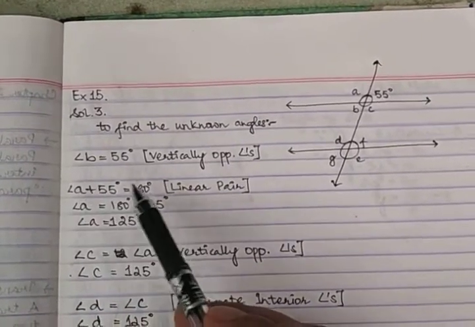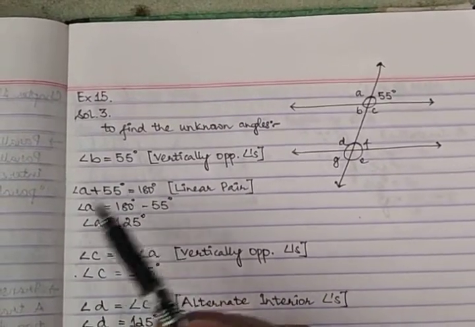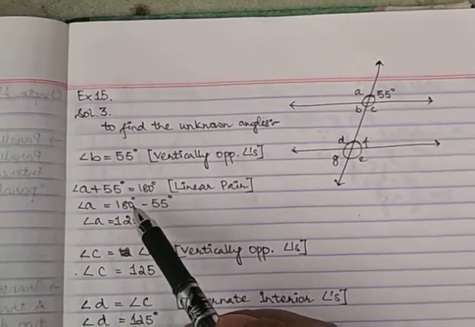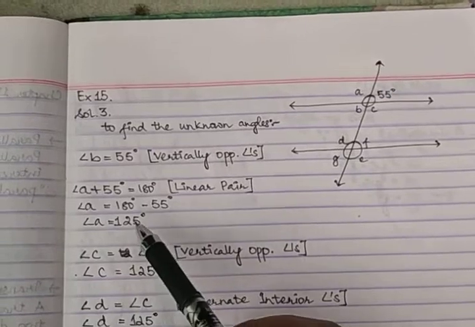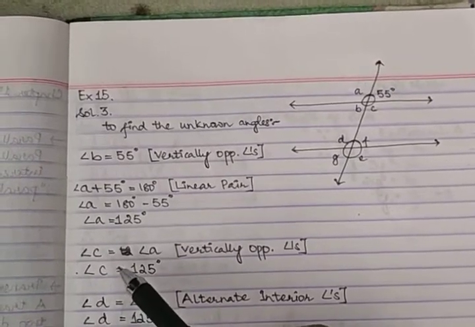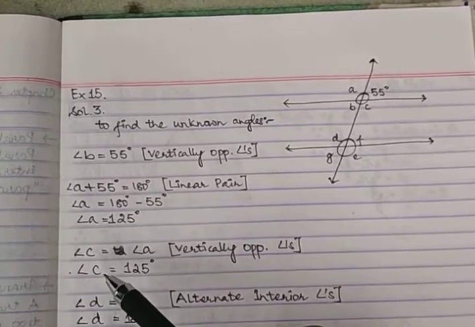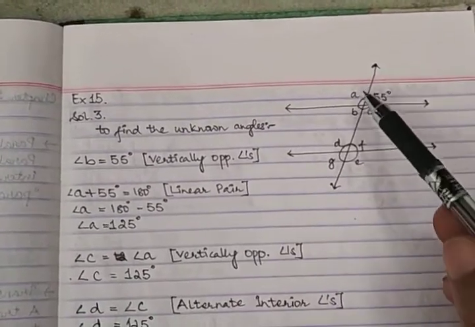Here we have a linear equation in one variable: a variable and a constant term, and the equal sign divides the equation, isn't it? So 55 goes aside, what happens? Minus. So 180 minus 55, and we got our result as 125 degrees. Okay, so angle A is 125 degrees.